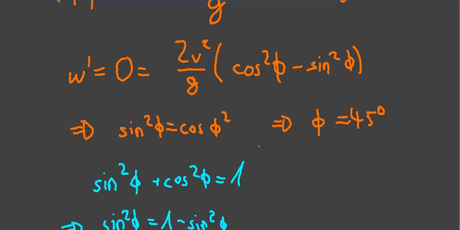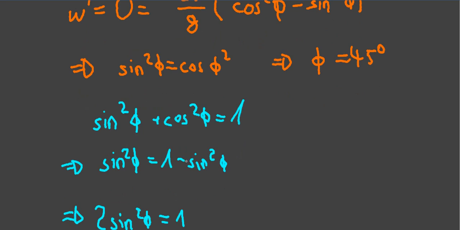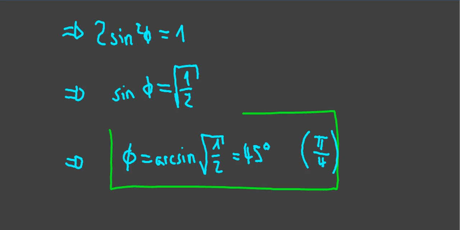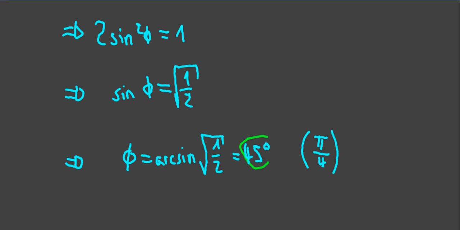How do we get that? Well, we use this formula and solve for cosine squared. Cosine squared is nothing else than 1 minus sine squared, so we can substitute it right here. So we have sine squared is 1 minus sine squared. Then we can solve for sine, and sine is equal to the square root of 1/2. So our angle actually has to be the arcsine of the square root of 1/2, which is about 45 degrees or pi/4, depending on how you set up your calculator.